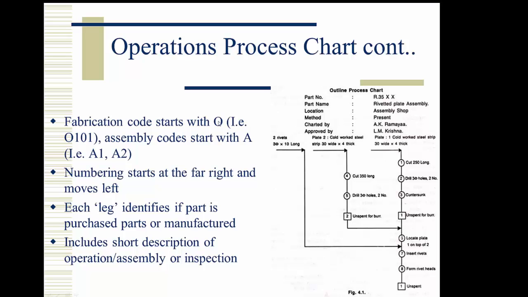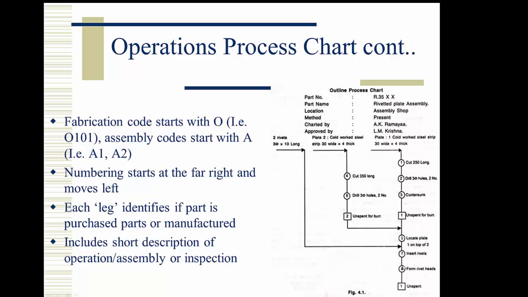So you can see here, it doesn't have to have the O or the A, as you can see in this example, but we can have O1, O2, O3, and there are no assemblies here. Unless we wanted to say insert rivets as an assembly, maybe this would become A1 instead of O7. Either one is fine, whatever nomenclature you prefer. We see here that we've started our numbering at the far right and moved left, and we have the numbering in order that they physically have to happen as the product is being manufactured and assembled.